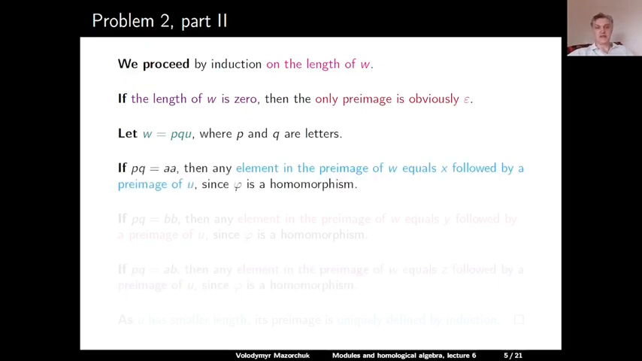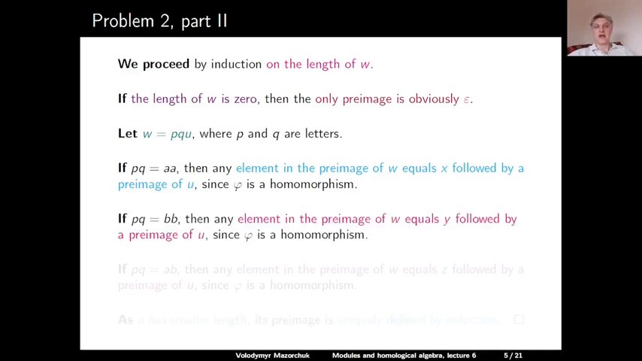If PQ is equal to AA, then any element in the preimage of W equals X followed by a preimage of U. This is because X goes to AA, so only the letter X goes to AA, since phi is a homomorphism.